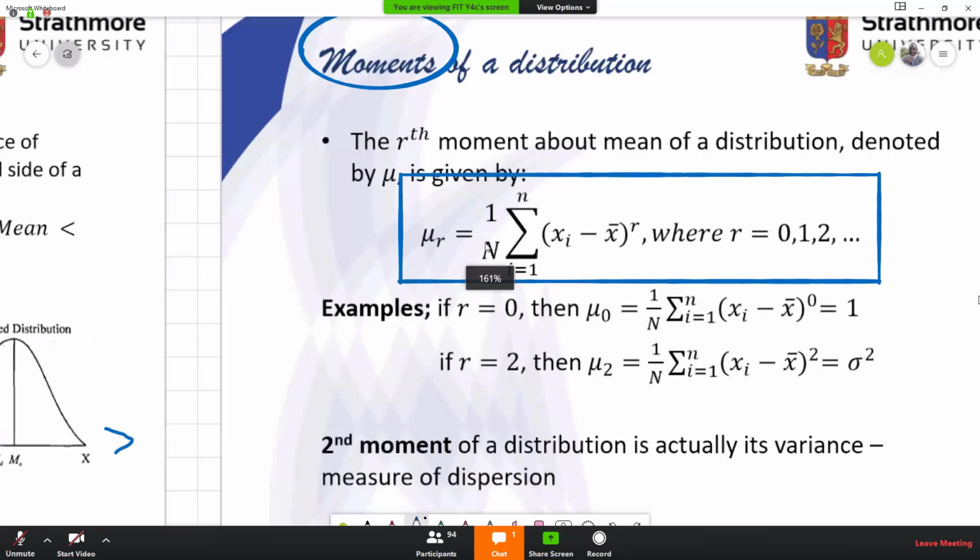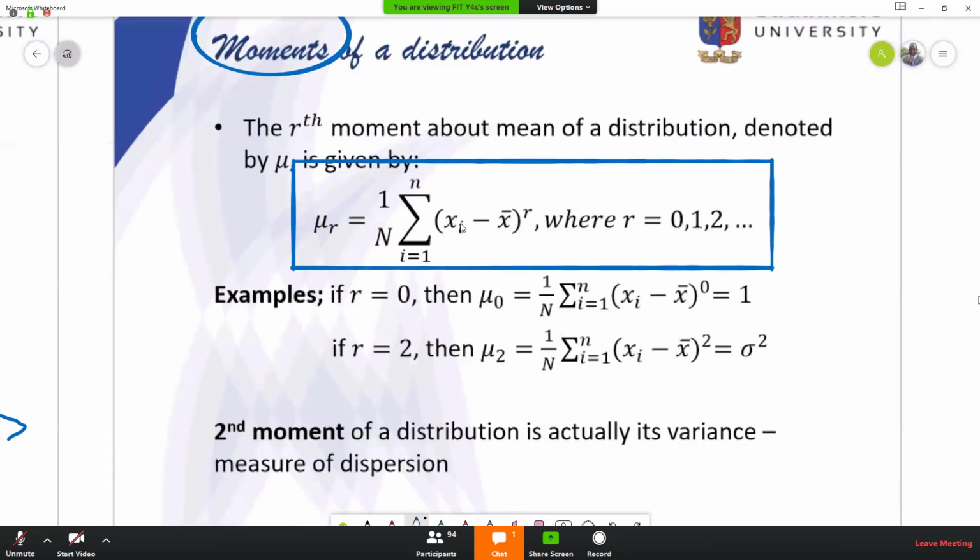Good. This is just saying we will take the x values minus the mean. We'll capture it as we do it. Then we'll raise it to a power r, and then we will take summations, and then we'll divide everything by n. In short, for now, the moment of a graph or of a distribution is defined by this formula.